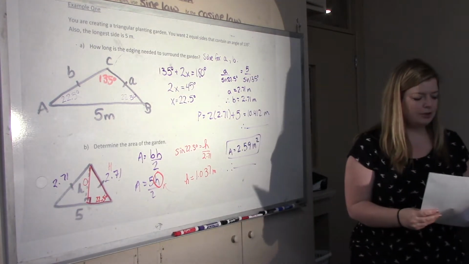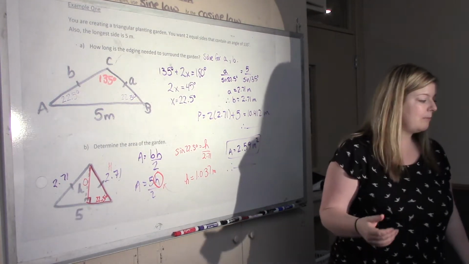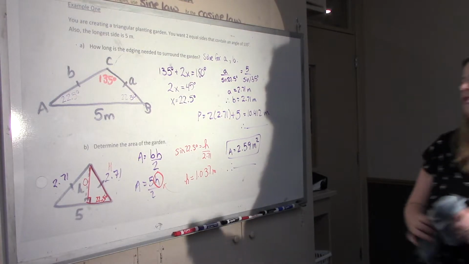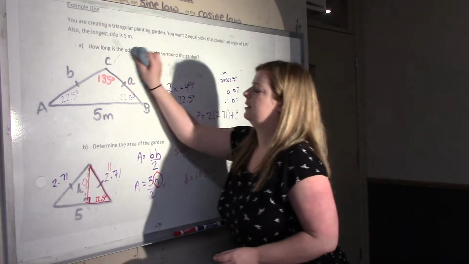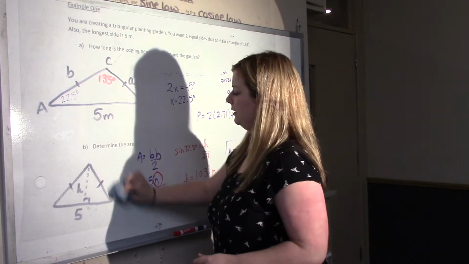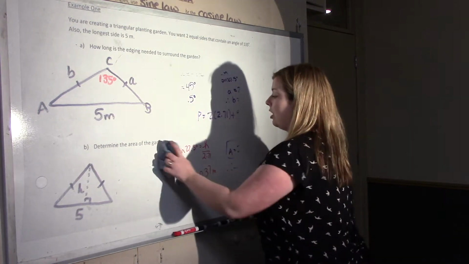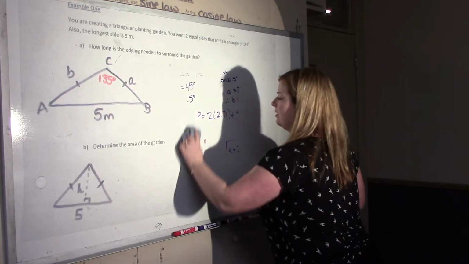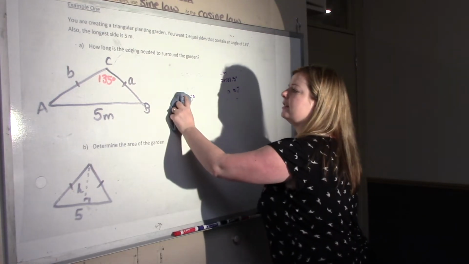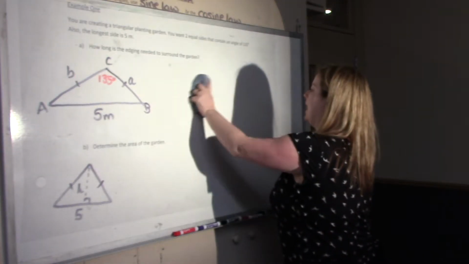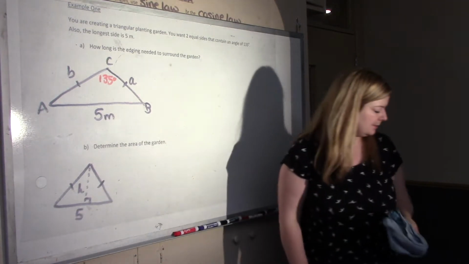Okay, so that's a two-dimensional question. Many of the rest of our questions will be three-dimensional. So make sure you understand that one. We used a lot of different information there. We used the fact that all of the angles in a triangle sum to 180. We also used the fact that an isosceles triangle has two equal angles. We used SOHCAHTOA, all kinds of things.